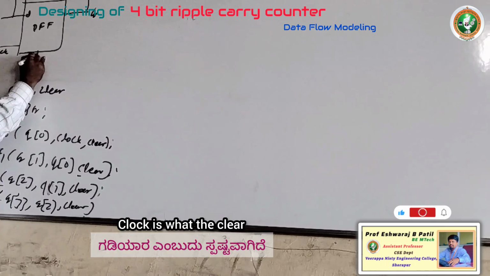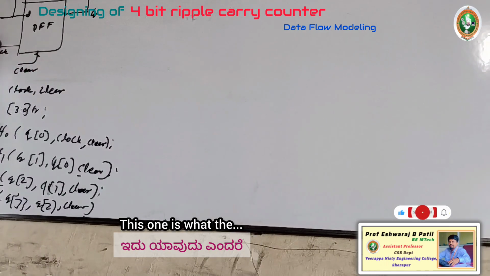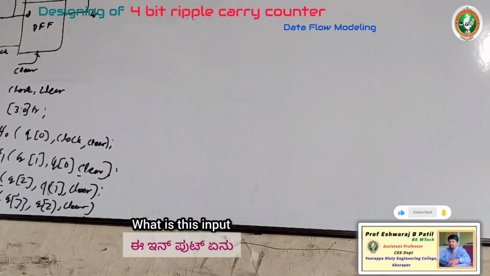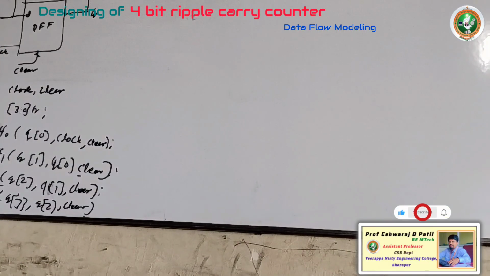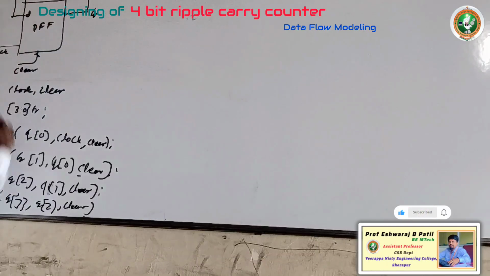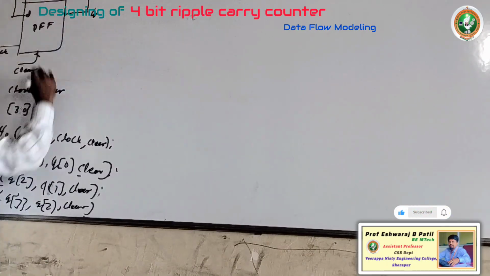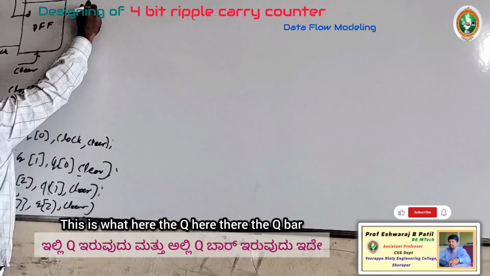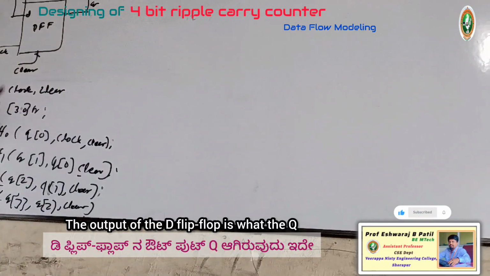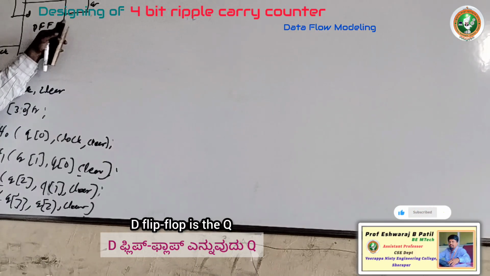Clock. This is the clear. Okay, what is this input? Just to see there. Then D itself, we are giving the output of this one as the feedback here. This is the Q, this is the Q bar. Here the output of the D flip flop is Q.